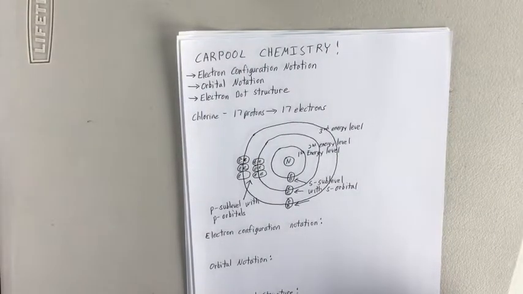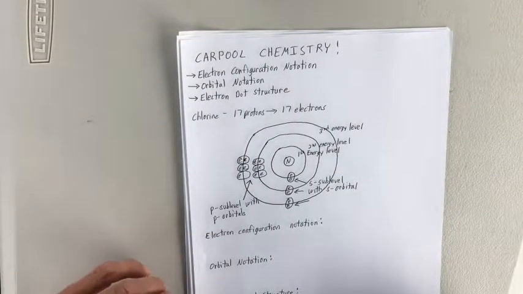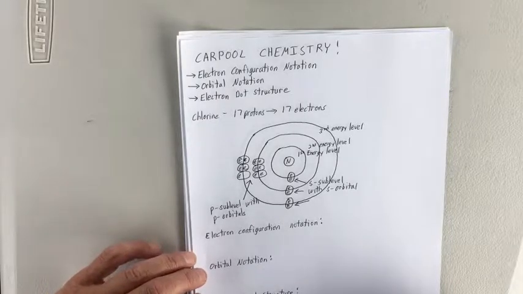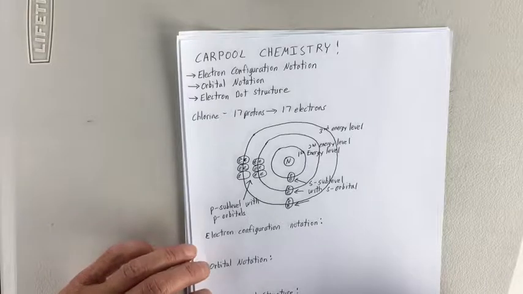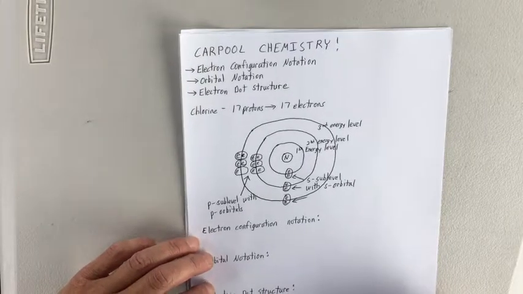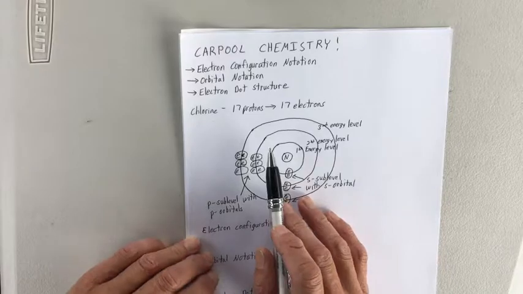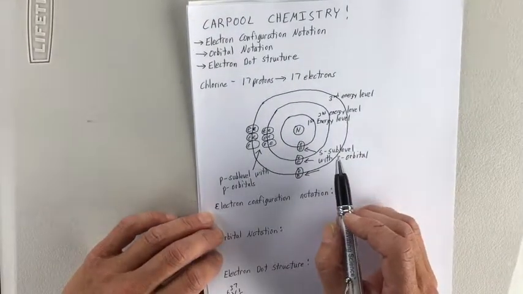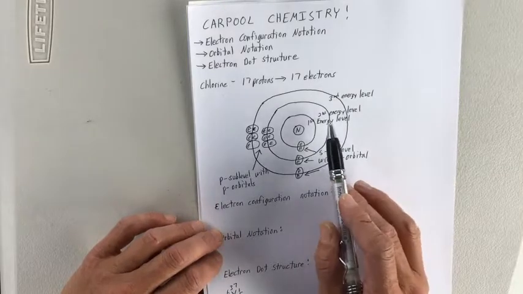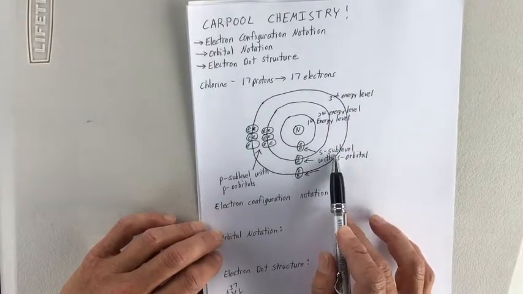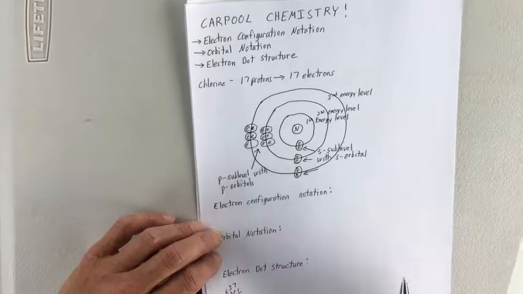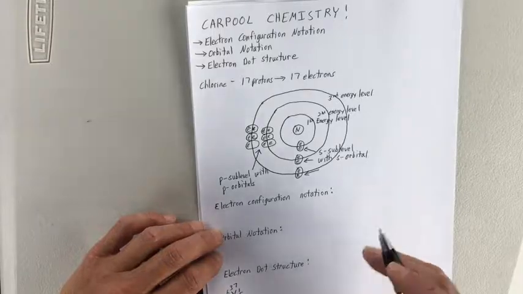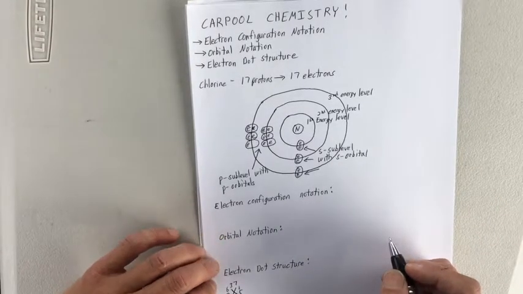Carpool chemistry. Today, we're going to learn about electron configuration notation, orbital notation, and electron dot structure. In a previous episode of Carpool chemistry, we drew the planet diagram for chlorine, which had 17 protons and 17 electrons. This planet diagram showed the relationship between energy levels, sublevels, orbitals, and electrons. Even though it's not exactly how it looks in real life, it just shows the relationship between those parameters.